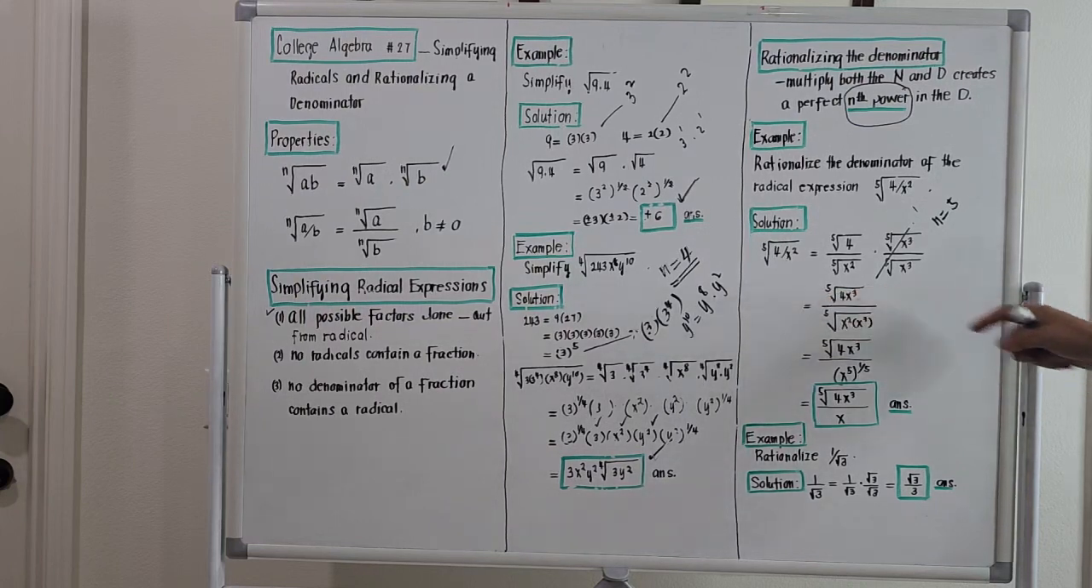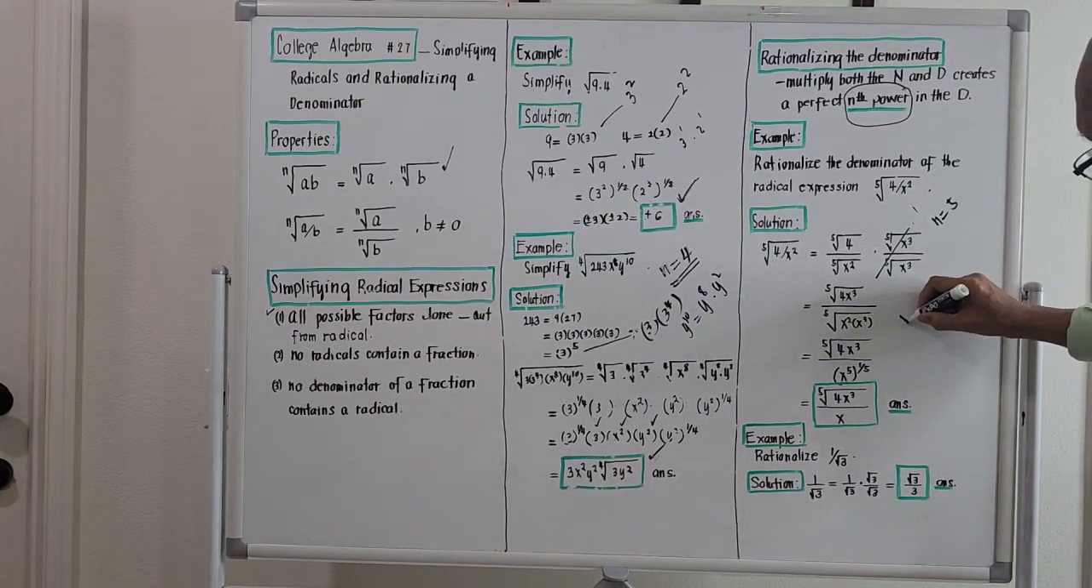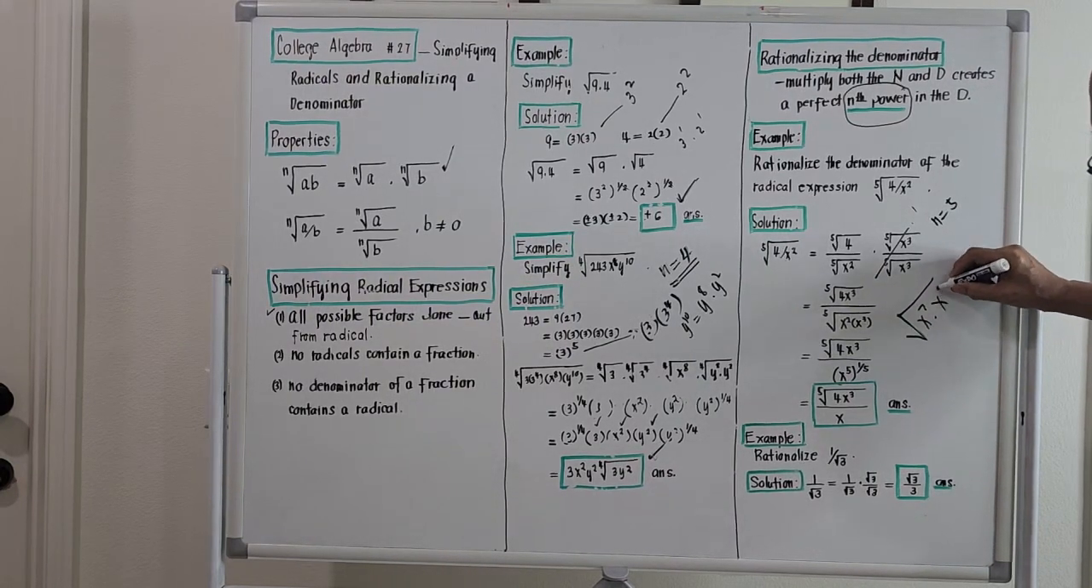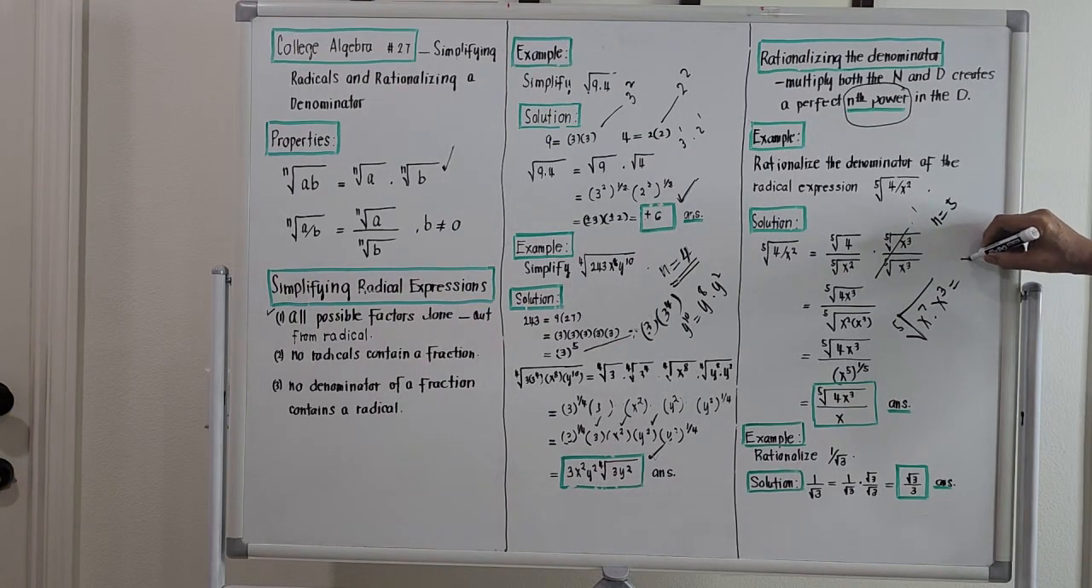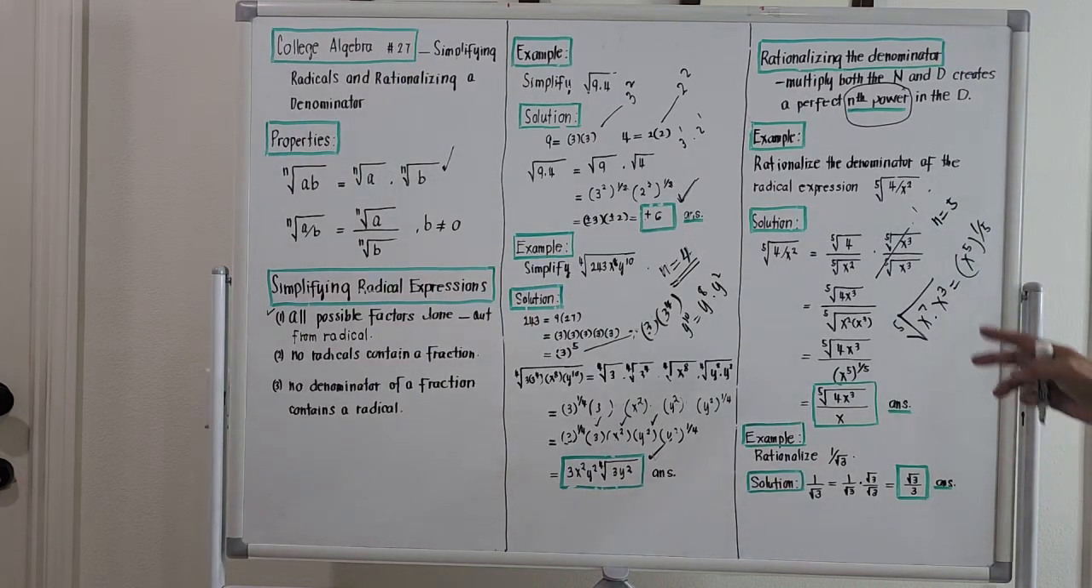And for the resulting denominator, we also multiply the radicals inside, x squared times x cubed. So this is under one radical sign, x squared times x cubed, right? This is with the power 5. So this should be x to the fifth raised to 1/5. Okay? So what will come out?